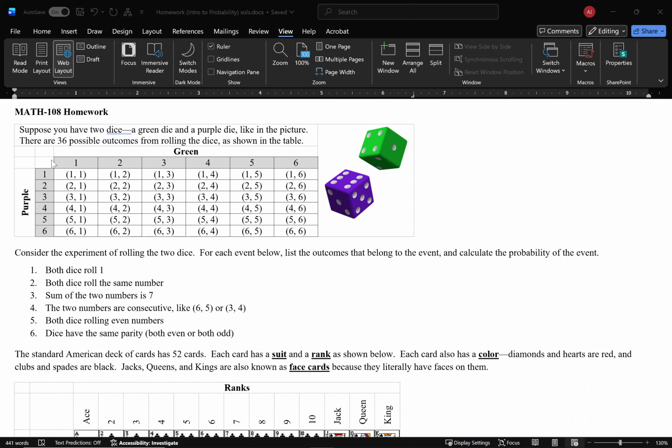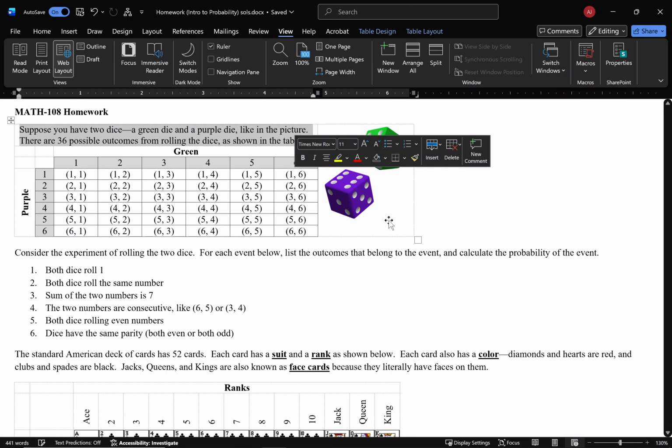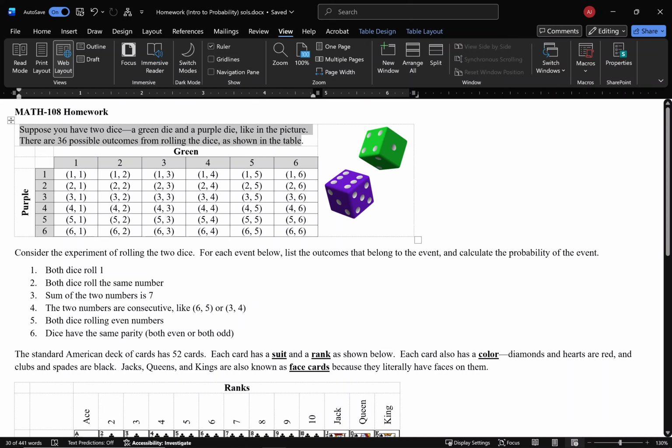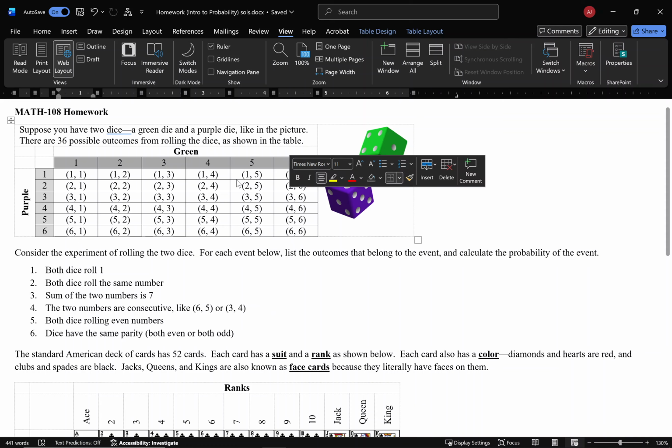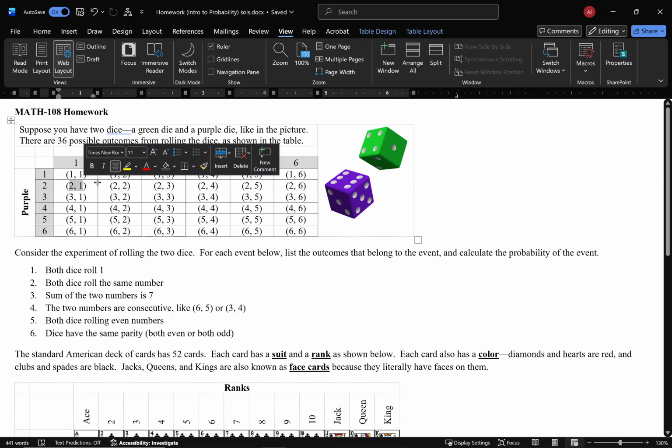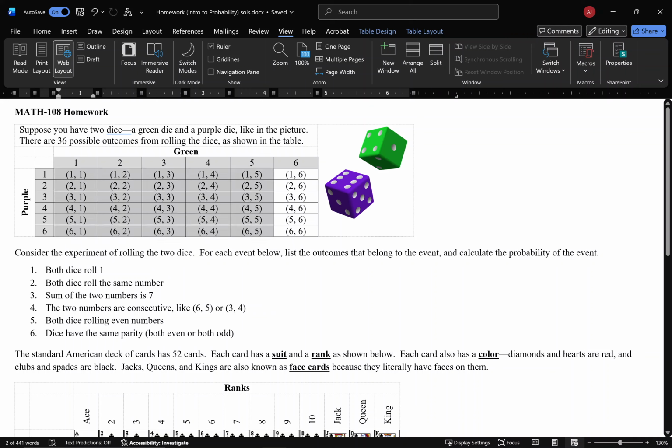For our first question, suppose you have two dice, a green die and a purple die, like in the picture here. There are 36 possible outcomes from rolling the dice, as shown in the table. On the rows we have the outcome of the purple die, and on the columns we have the outcome of the green die. For each ordered pair, we have the purple number and the green number. Each of these 36 outcomes is equally likely.